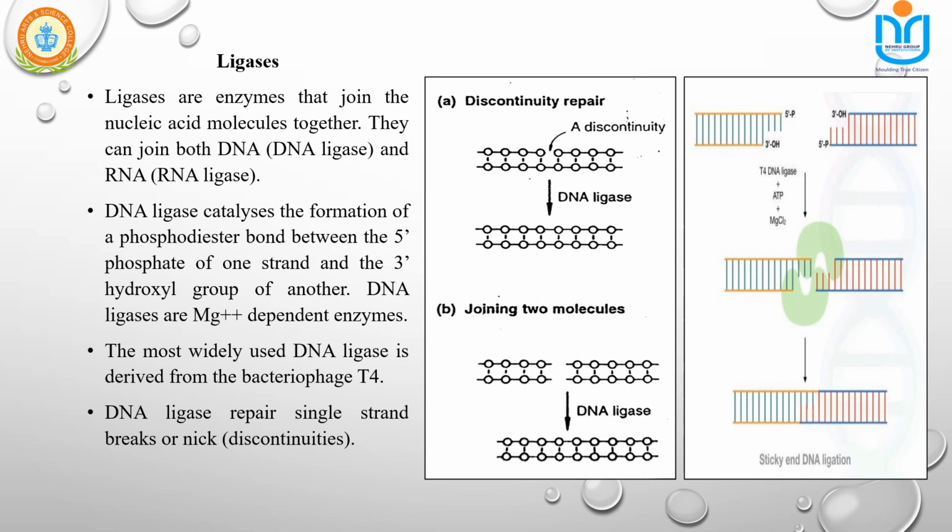Ligases. Ligases are enzymes that join the nucleic acid molecules together. They can join both DNA and RNA. DNA ligase catalyzes the formation of a phosphodiester bond between the 5' phosphate of one strand and the 3' hydroxyl group of another. DNA ligases are magnesium ion dependent enzymes. The most widely used DNA ligase is derived from the bacteriophage T4. DNA ligase repairs single-strand breaks or nicks.